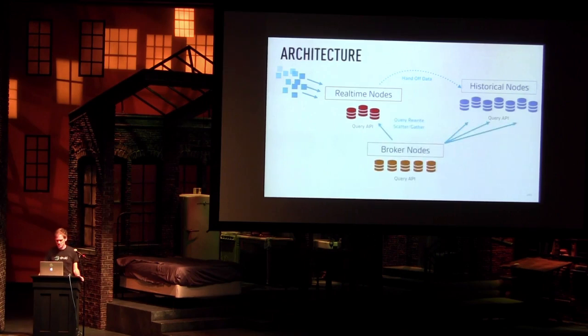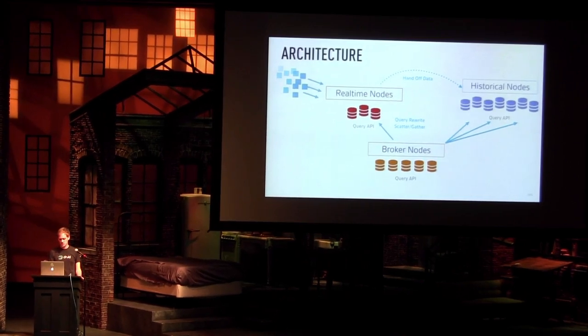The final important node type is the broker nodes. Broker nodes are what you would actually talk to when you're making a Druid query. All three of these nodes expose the same Druid query API. You can query any one with the same queries: time series, group by, top n, etc. But generally, you'll be querying the broker nodes.